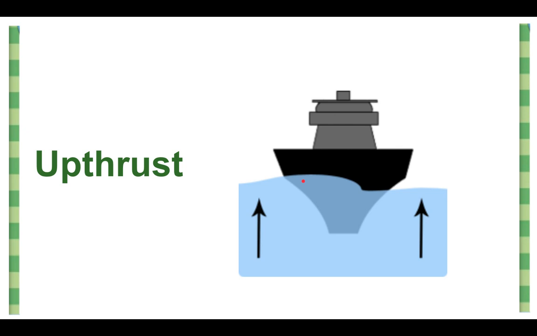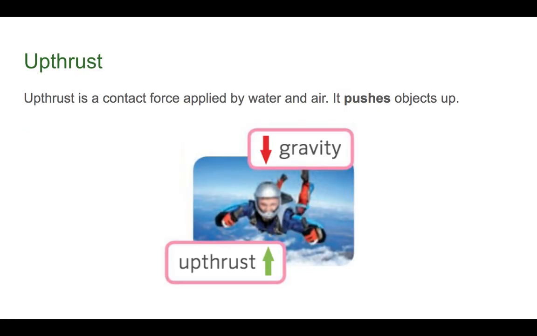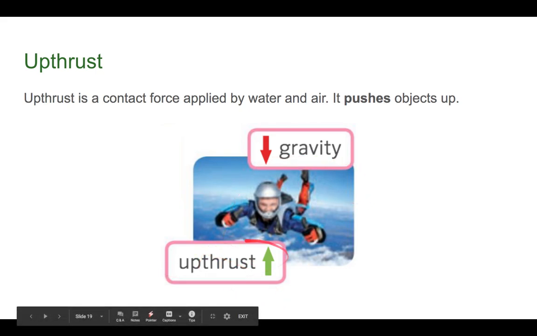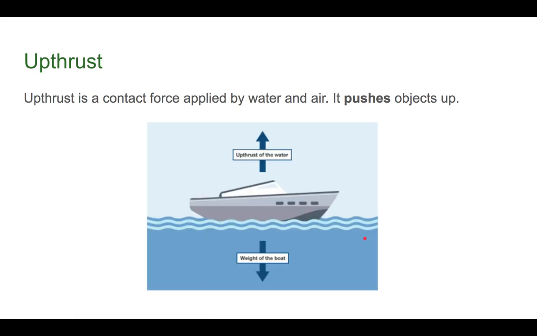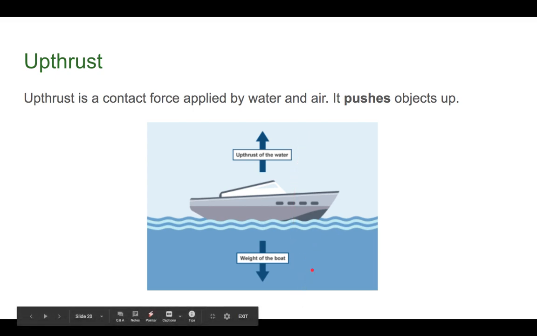Upthrust. So upthrust is the opposite of gravity and it wants to keep things floating or up. So upthrust is a contact force. The water or the air must touch the object in order to keep it up. It pushes objects up. So upthrust goes up. Upthrust pushes the boat up, and gravity pulls the boat down.